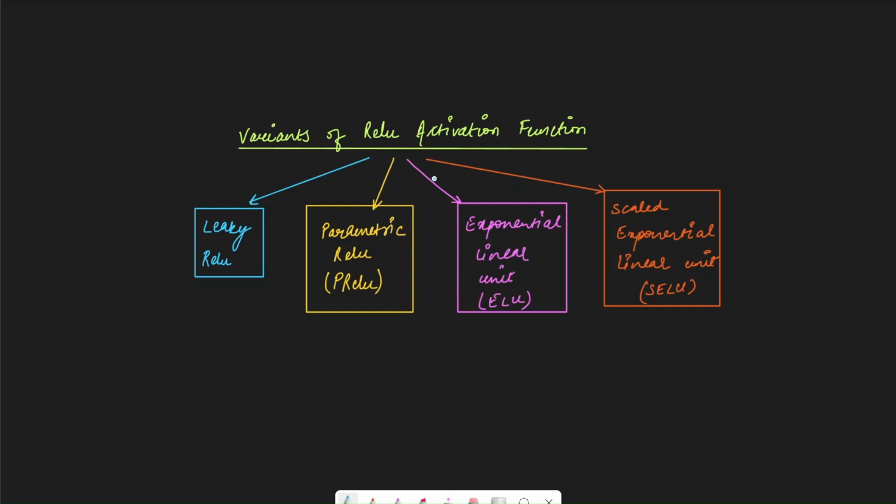So in today's video, we're talking about variants of the ReLU activation function, and we are talking about four different types of ReLU activation function. First one is leaky ReLU, then the second one is parametric ReLU, also called PReLU. Then the next one is exponential linear unit or ELU, and scaled exponential linear unit or SELU. Let's start with leaky ReLU first.